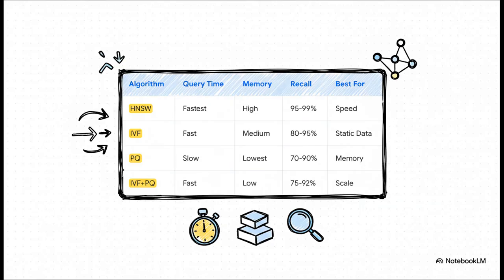Okay, just looking at this table, the story really starts to write itself, doesn't it? HNSW is your undefeated champion for speed and recall, but man, it is a memory hog. IVF is that solid middle ground, especially if your data doesn't change much. And anytime you hear billion scale or huge dataset, your brain should immediately be thinking PQ, or that IVF plus PQ combo, because they just crush it on memory efficiency.